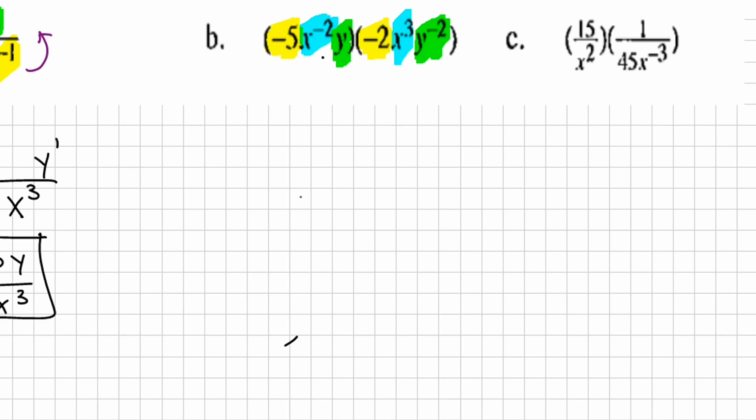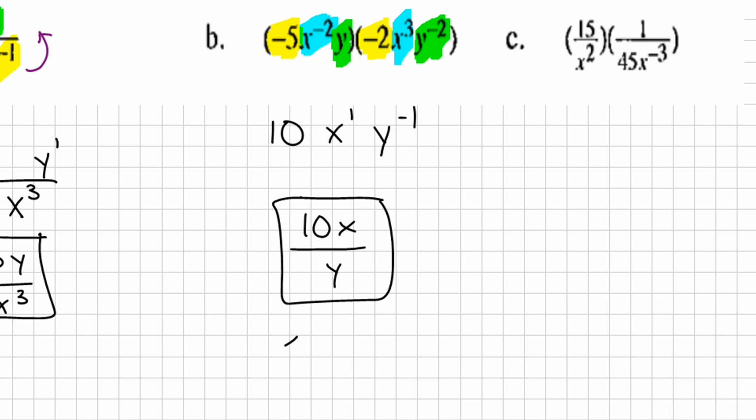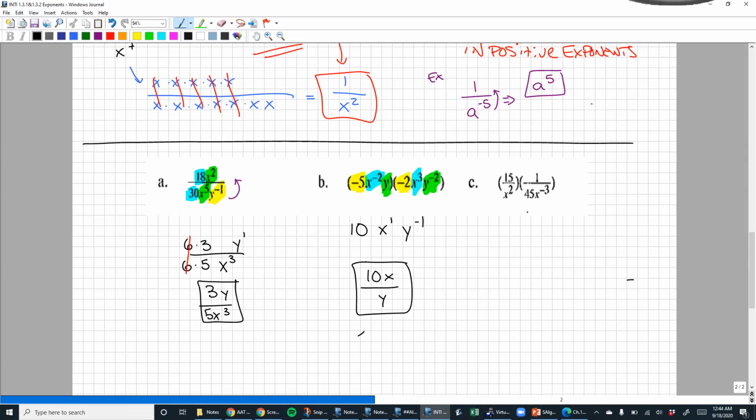5, or negative 5 times negative 2 gives us positive 10. X to the power of negative 2, x to the power of 3. We add those, we get x to the power of 1. And then y to the positive 1, y to the negative 2, that's y to the power of negative 1. So when I write this, I'm going to drop that y down to the bottom. And there's my answer.